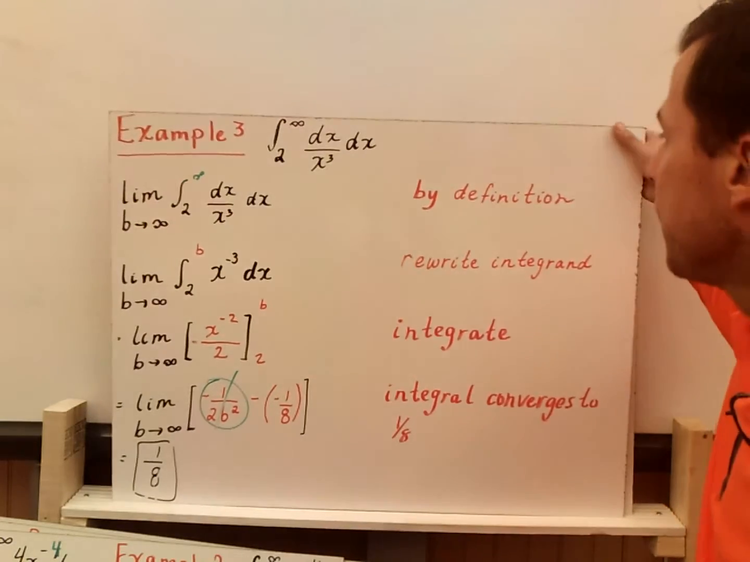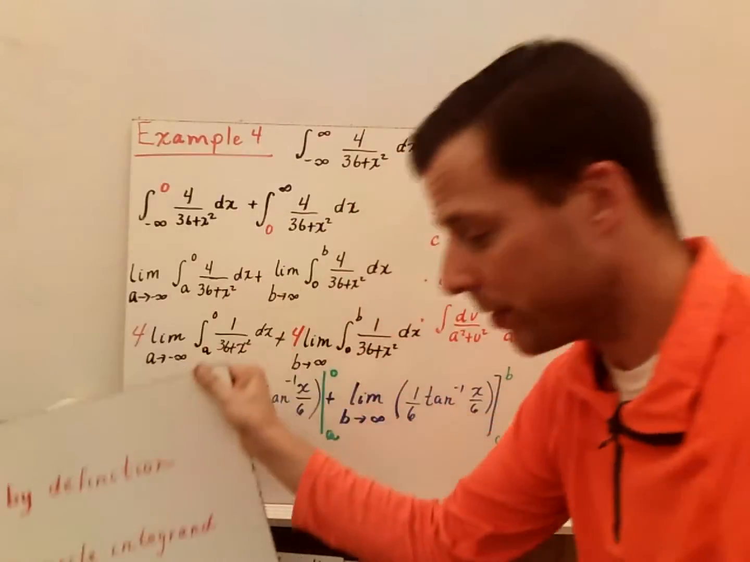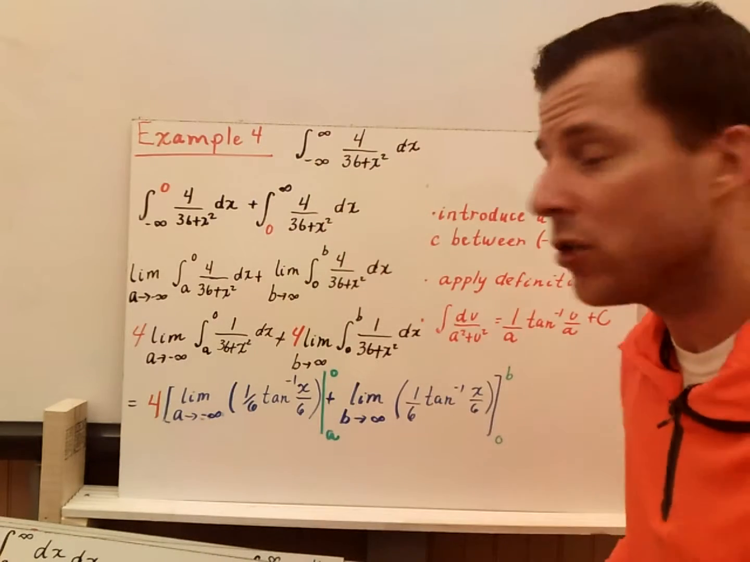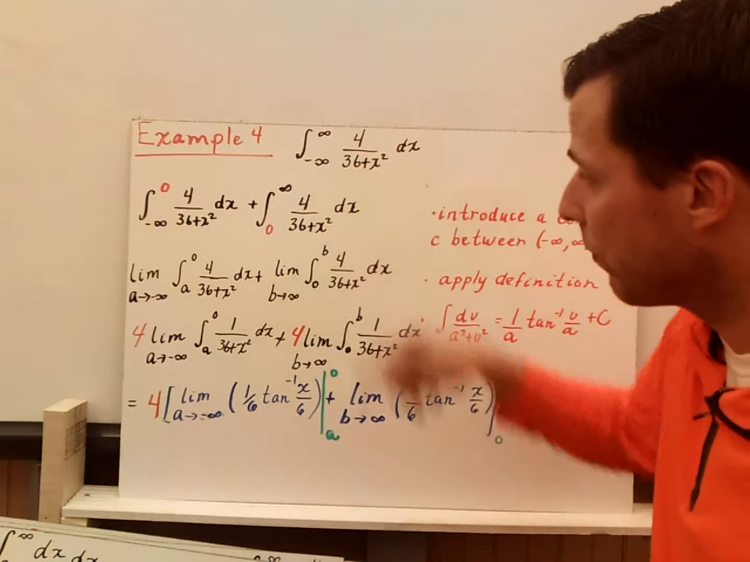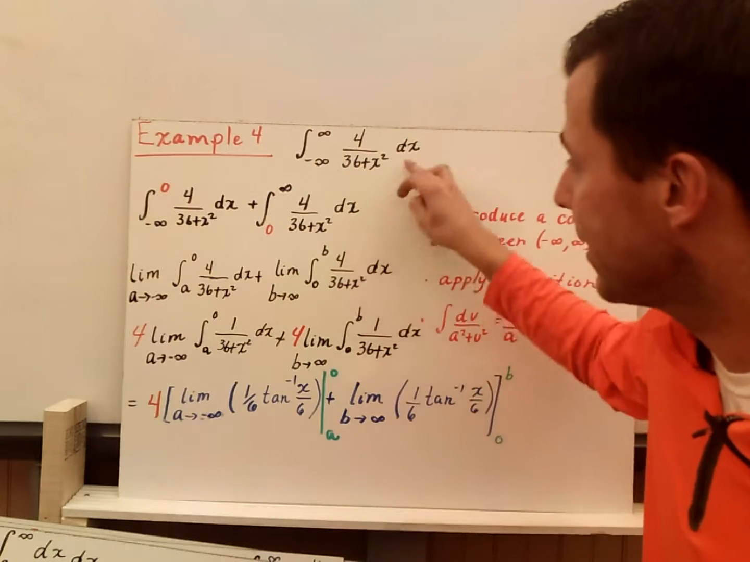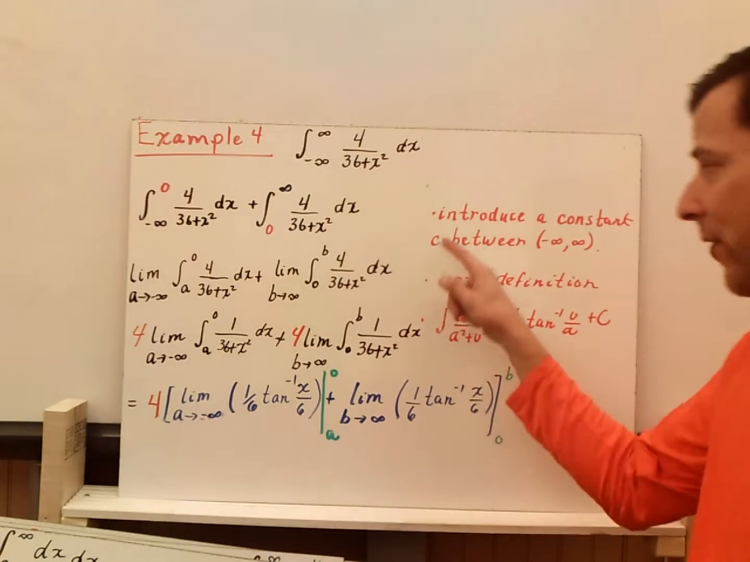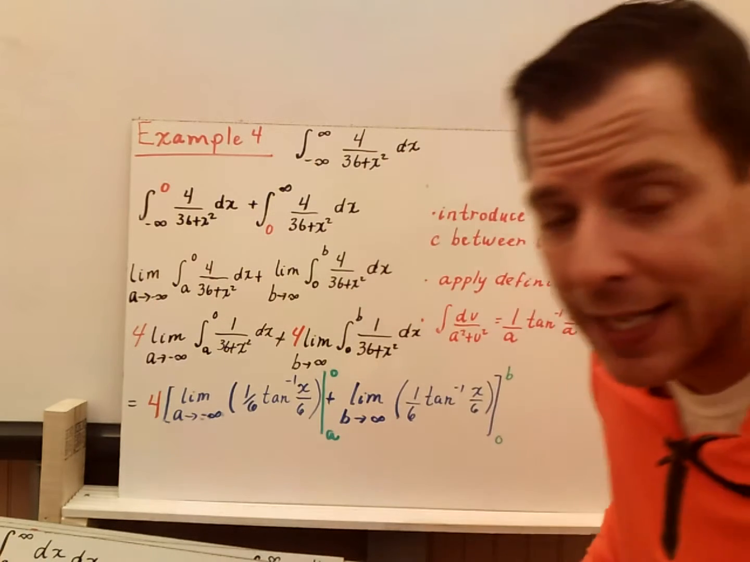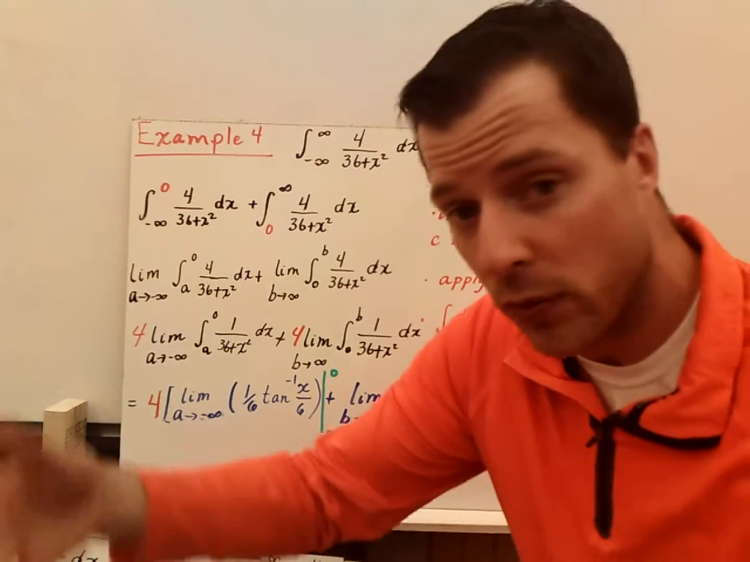Okay. Our last example is the big one. It's the one where our integral is going from negative infinity to infinity of 4 over 36 plus x squared dx. So the idea first, let's introduce some constant c that's between negative infinity and infinity. So we have our choice.